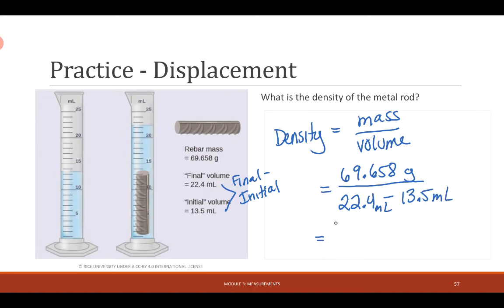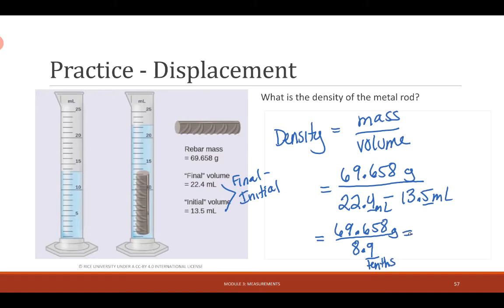In my denominator. Let's go ahead and work that out so that we make sure that we are tracking our sig figs appropriately, since we have mixed operations here. 22.4 minus 13.5 is 8.9. That's significant to the tenths place, that's significant to the tenths place, and so this is significant to the tenths place.